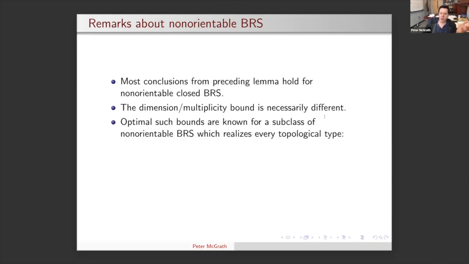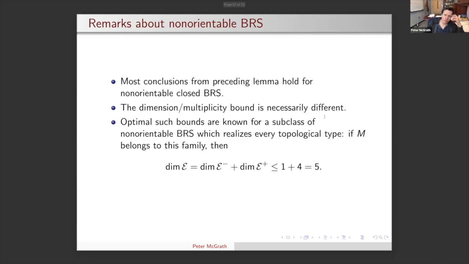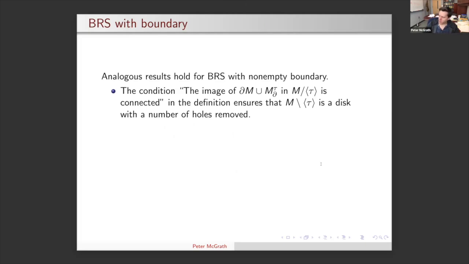And so we can prove, and do prove, optimal dimension bounds or multiplicity bounds for at least a subclass of the basic reflection surfaces that does realize every non-orientable topological type. If we do have such a surface, then we can prove that in essentially the same way. The details are just slightly more complicated, and we would get the optimal dimension bound of 5 rather than 4. So if we had minimal immersions of such surfaces, they would end up in the 4-sphere as doublings of a 2-sphere. What about the case with boundary?